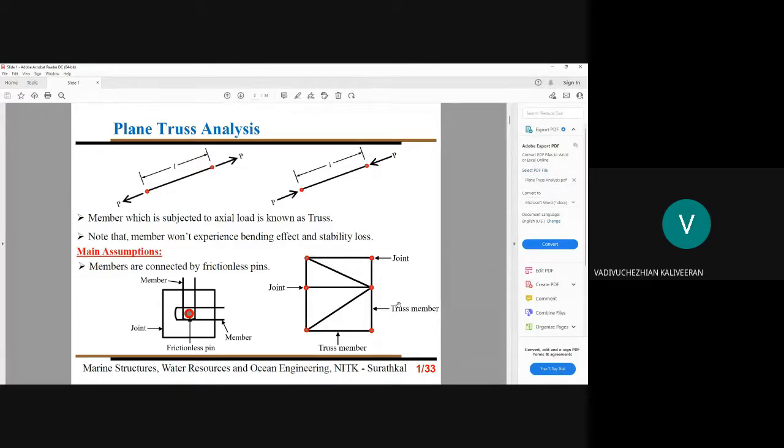Why do we need a truss? Particularly for material saving. When we just use a very thick structure for our hangar or for towers, obviously we have to waste more material. We have to spend money also.